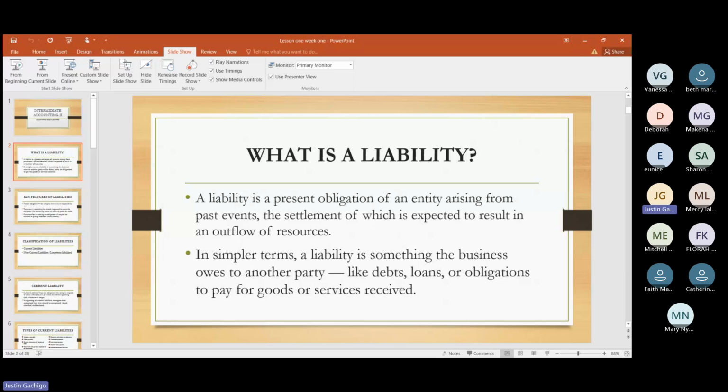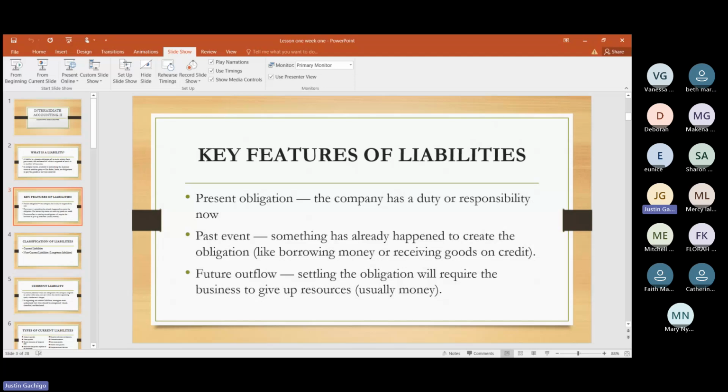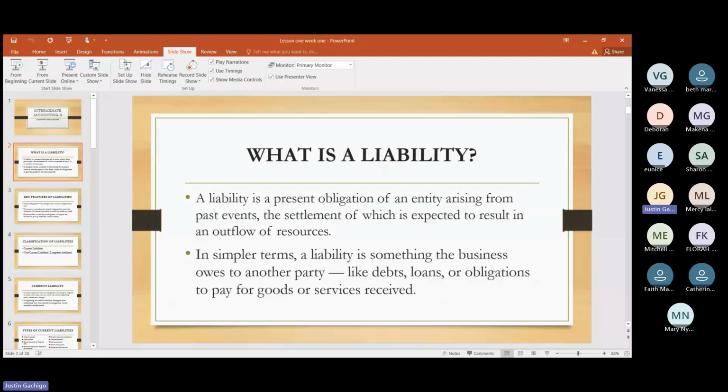So as I had said earlier, a liability is what we owe other people on a day-to-day basis. But in terms of the framework definition, we normally say that a liability is a present obligation of an entity arising from a past event, the settlement of which is expected to result in an outflow of resources.